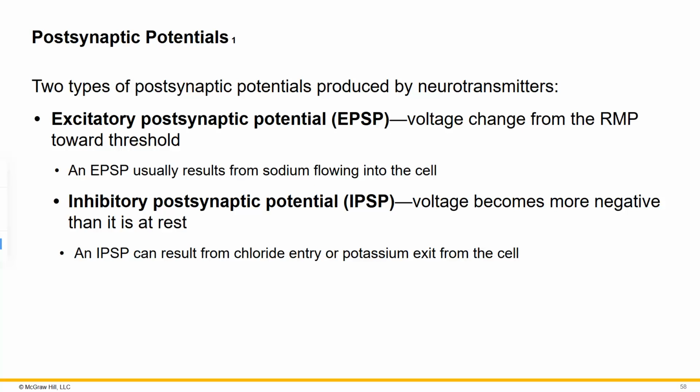There are two types of postsynaptic potentials produced by neurotransmitters, an excitatory and an inhibitory, abbreviated EPSP for excitatory postsynaptic potential and IPSP for inhibitory postsynaptic potential. In an EPSP, the voltage changes from the resting membrane potential toward threshold. An EPSP usually results from sodium flowing into the cell. In an IPSP, voltage becomes more negative than it is at rest. An IPSP can result from chloride entry or potassium exit from the cell.